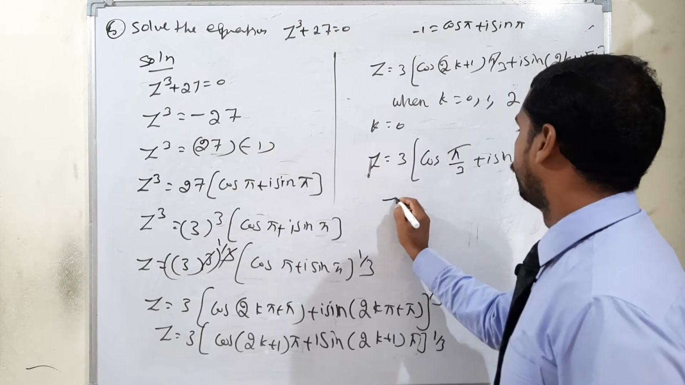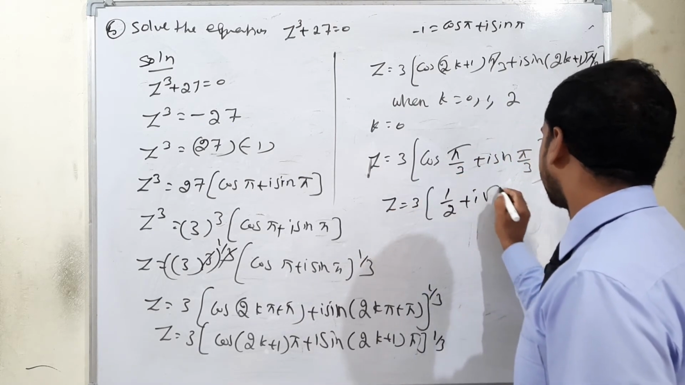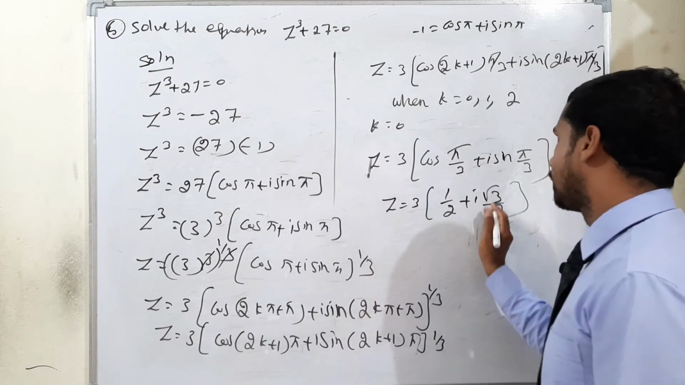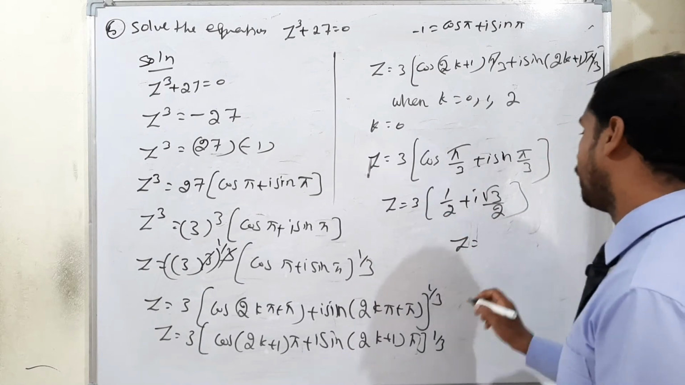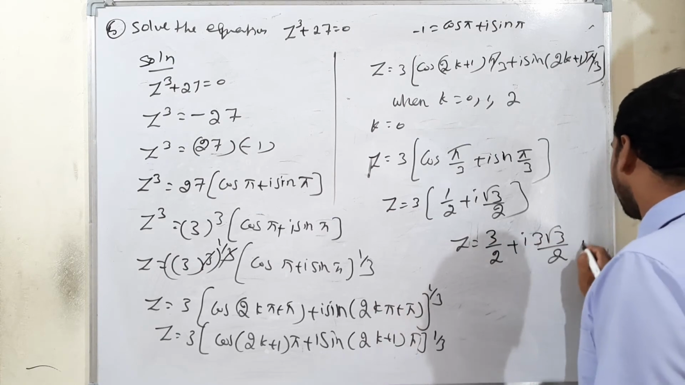Okay. Therefore z is equal to 3 into cos 60, which means 1 by 2, plus i sin 60, which means root 3 by 2. Each and every time into 3, z is equal to 3 by 2 plus i 3 root 3 by 2. That is the first answer.